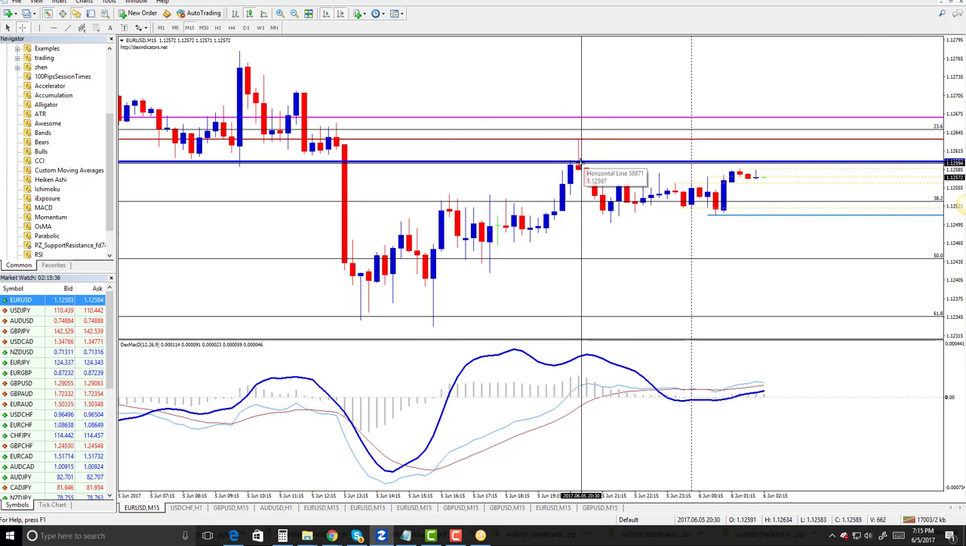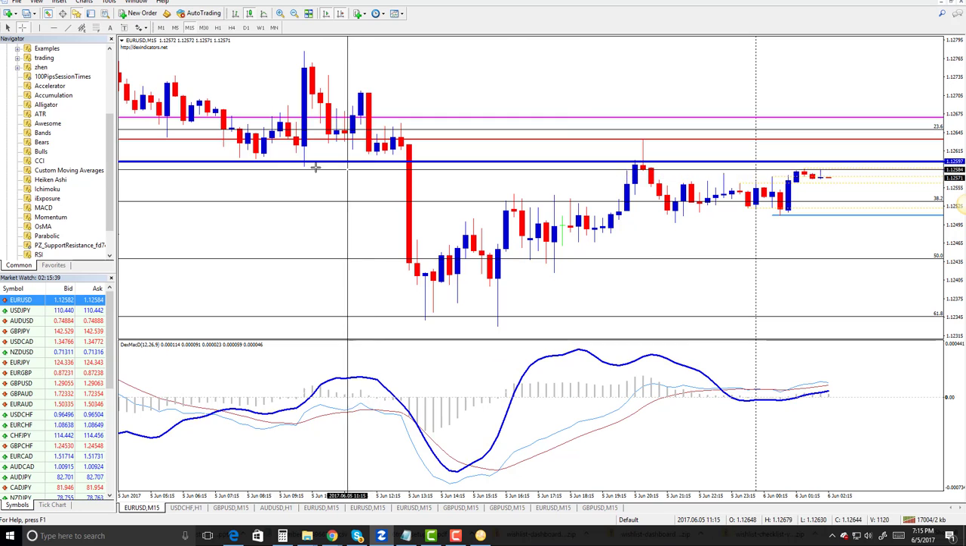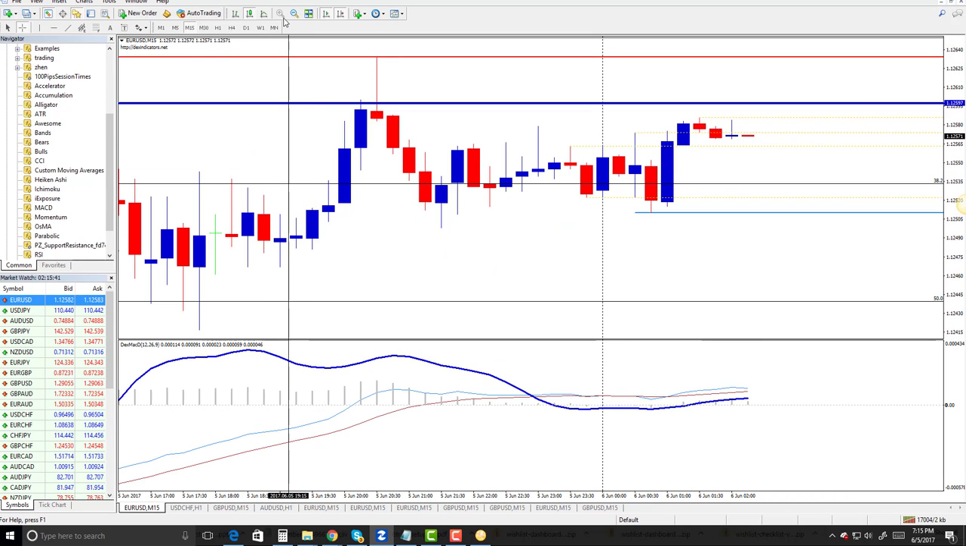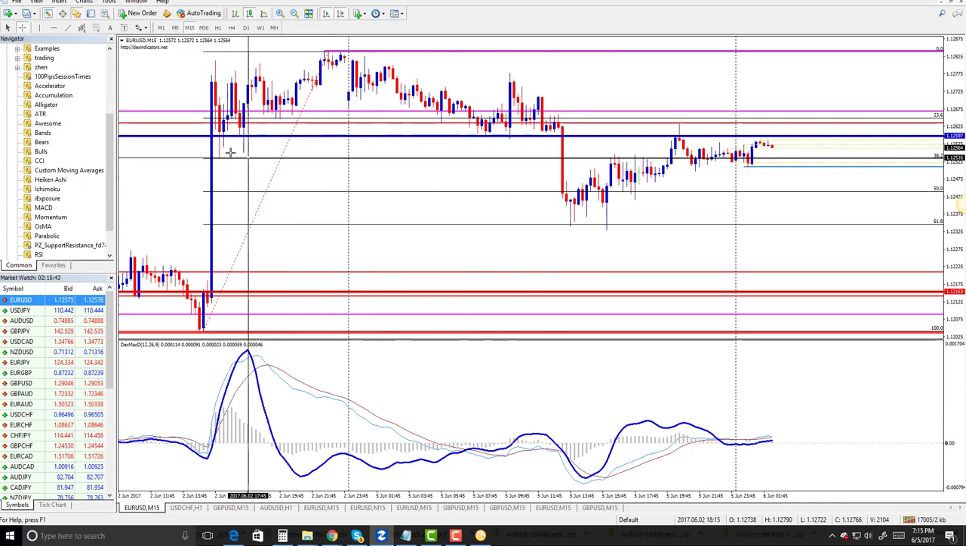Why? Because this level is pretty important. Back to this margin here. Let's scope out just a little bit. This margin in here being repulsed away from the closes, even touching it a few times at that point.